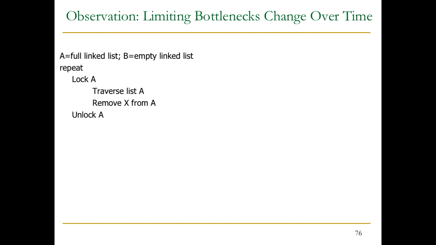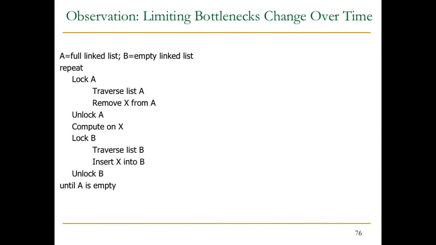Basically, we start with a full linked list, and we have many threads that are going to execute the same code. Basically, we remove an element from the list, do some computation, and insert the element into another list, list B. And let's assume that we have many threads that are doing this. As a result, this is a critical section, this is a critical section. The computation on that private data is not a part of the critical section. You could make this part of the critical section. Now your critical section is longer.